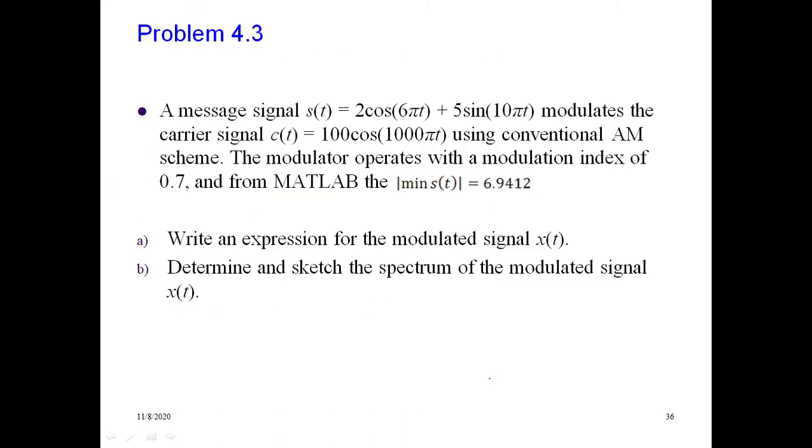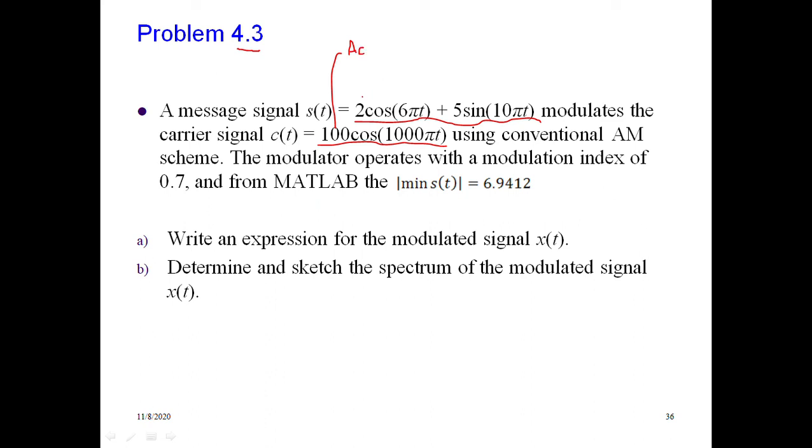Okay, next let's share this problem 4.3. So just now it just had a general representation. The next one we have a real number, where the signal is a combination of 2 cos 6 pi t plus 5 sin 10 pi t. The carrier is 100 cos 1000 pi t. So this is Ac.